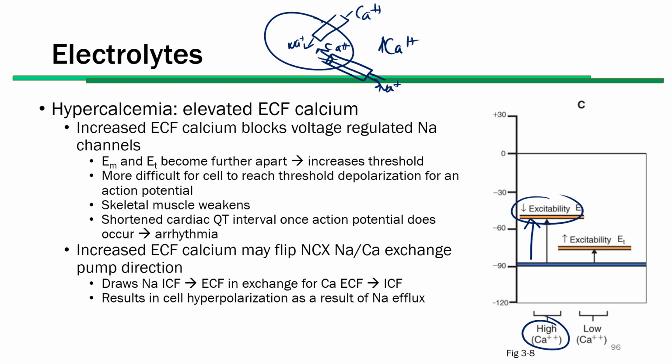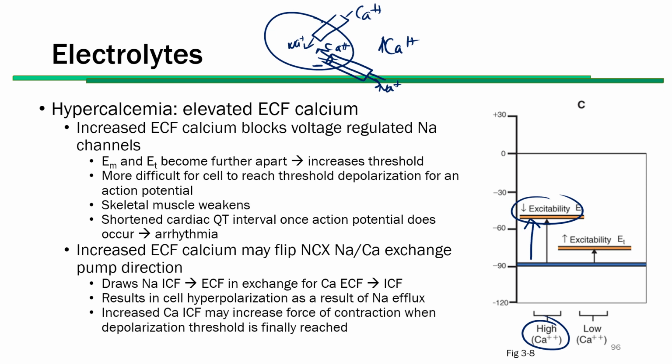Then you're pulling a positive ion out. That's going to hyperpolarize it, and even though calcium is positive, that calcium would normally be sequestered into the sarcoplasmic reticulum if this is a muscle cell. But then there's more calcium available to increase the force of contraction when you finally do reach depolarization, so you can get a stronger contraction once you finally get there.